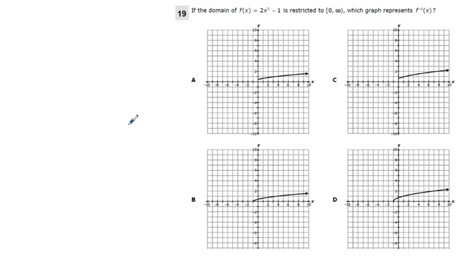Number 19: if the domain of f of x equals 2x squared minus 1 is restricted to 0 to infinity, which graph represents f negative 1 of x? One thing they're doing here is with the answer choices, they're kind of tricking you. You see this domain restriction, and you say, well, obviously that could be C, or maybe A, because the domain doesn't start here. But what you've got to do is look at the original equation. So you've got 2x squared minus 1.